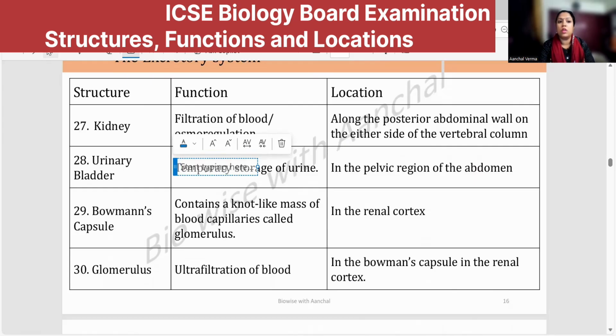It stores urine only for a certain period of time. It is temporary storage of urine. In the pelvic region of the abdomen, the urinary bladder is present.